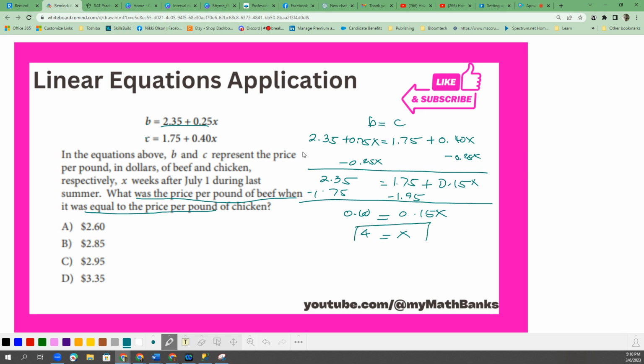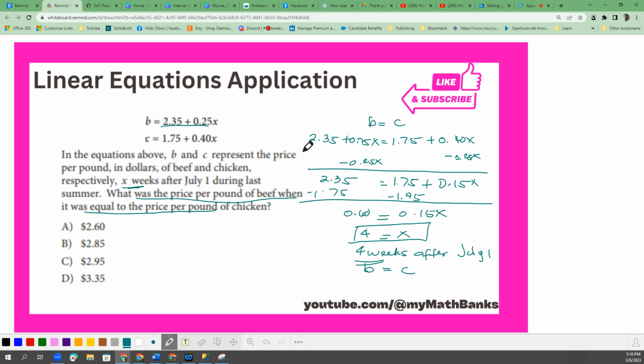Now, what does this mean? Is that the answer? No, because we know that x represents the number of weeks after July 1. So this means 4 weeks after July 1st, the price of beef per pound is equal to the price of chicken per pound. So that's after 4 weeks. But the question is not really when it's going to be equal. The question is what is the price of beef?